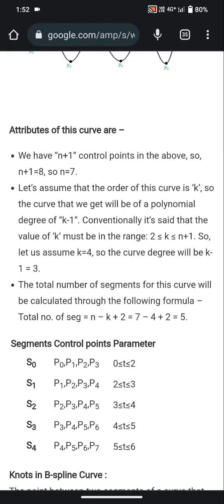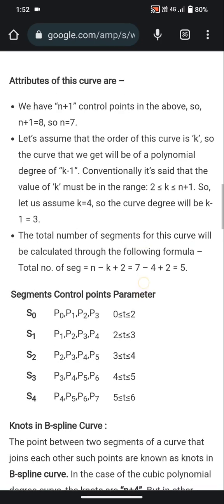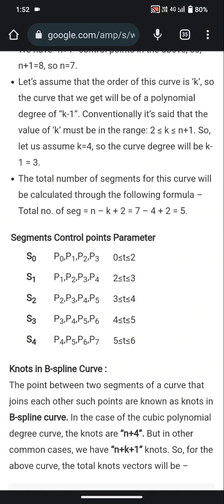The total number of segments for this curve is calculated with the following formula: the total number of segments is n minus k plus 2, equal to 7 minus 4 plus 2, equal to 5. This is the calculation method.